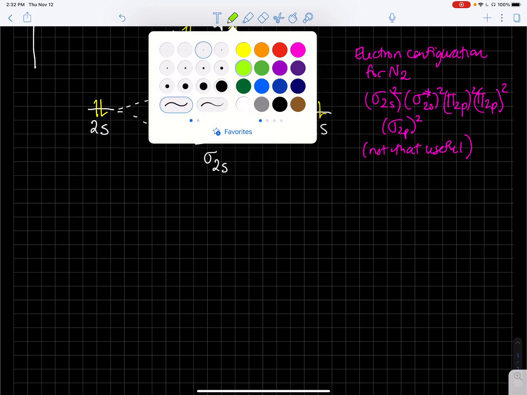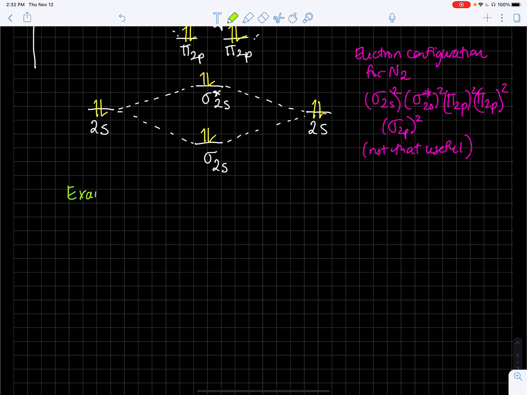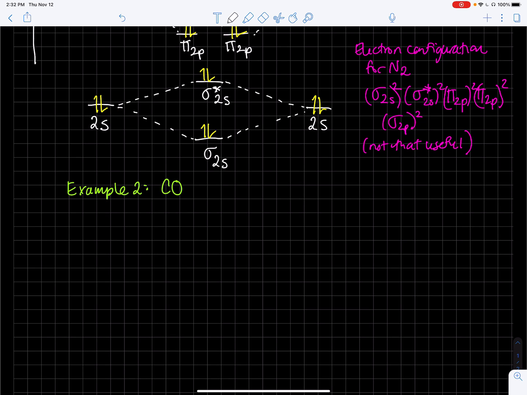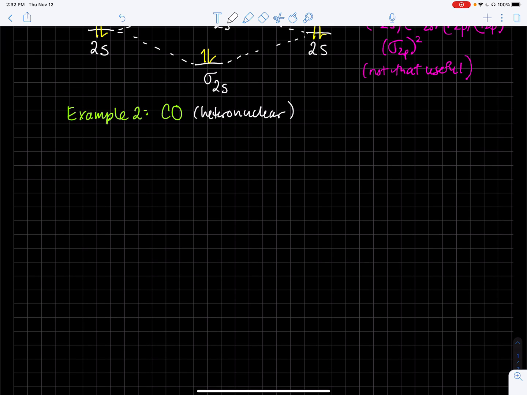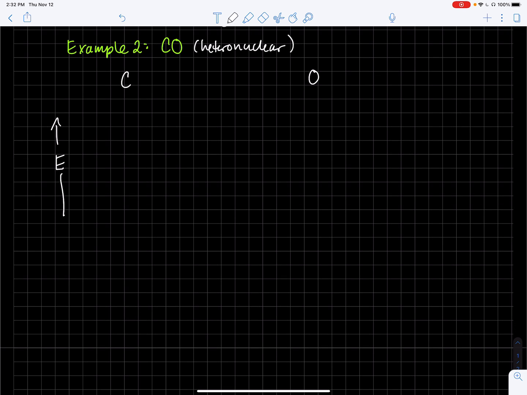So example 2, let's do carbon monoxide, CO. All right, so one of the things that happens when you have a heteronuclear diatomic is that the atomic orbitals are at different energies. And in fact, because oxygen's more electronegative than carbon, we would line its orbitals up at lower energies. So again, this is not going to be drawn to scale, but I'll approximate it. So we would have our carbon 2s here and our oxygen 2s, say, down here.